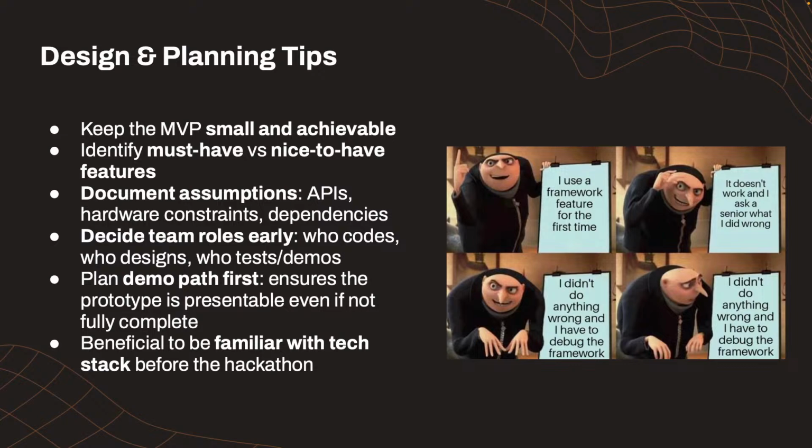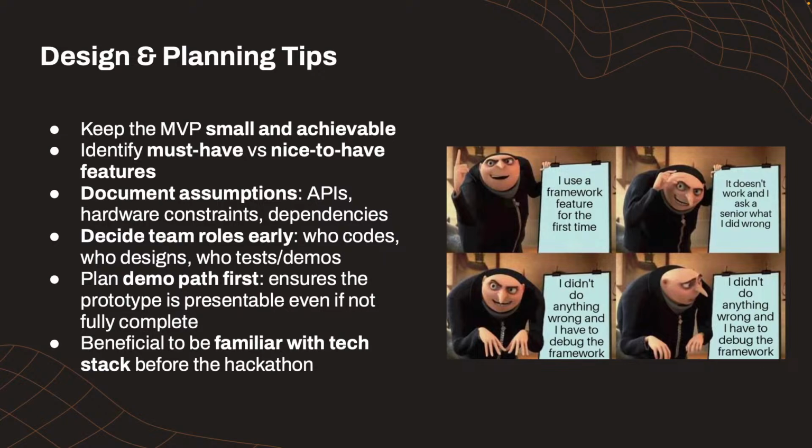Keep the MVP small and actionable. Identify the must-have versus nice-to-have features. Document all your assumptions, so assuming you have some credits for OpenAI or something, and hardware constraints. If you have some machine learning or AI model you have to train, you might have to mention you have to use CUDA, so you have to have an NVIDIA graphics card, and also mention all the dependencies and all the different tools you use.